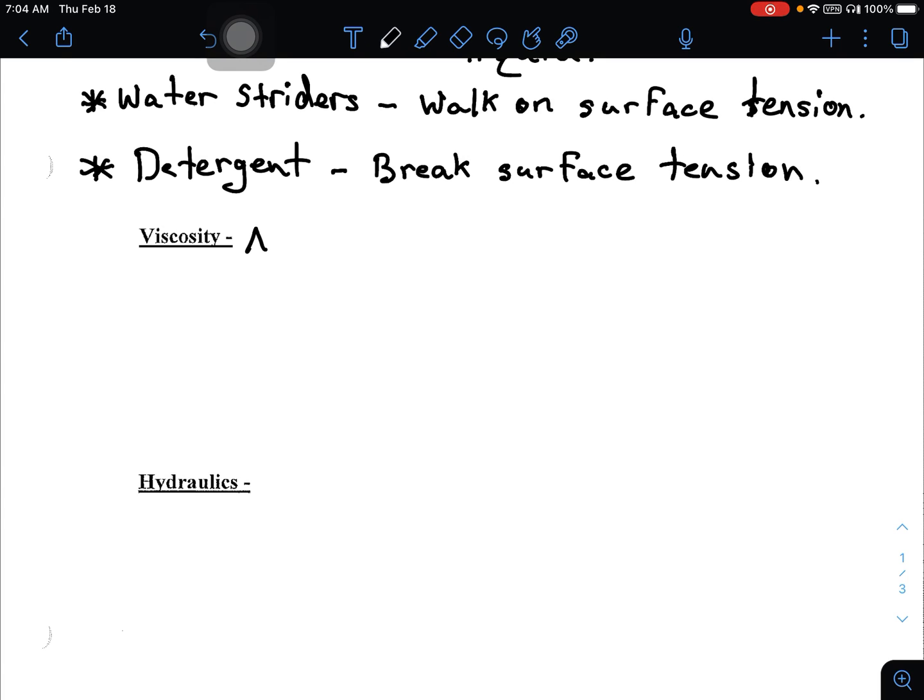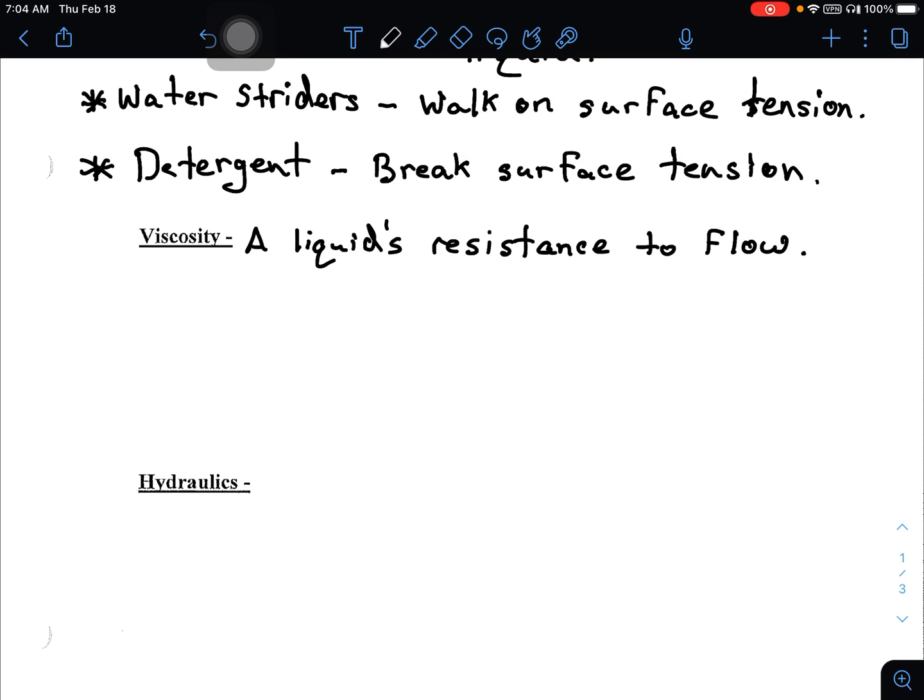So viscosity is simply defined as a liquid's resistance to flow. Basically, in layman's terms, we might say it's how easy something can be poured. Okay, and think about all the different liquids that you know.